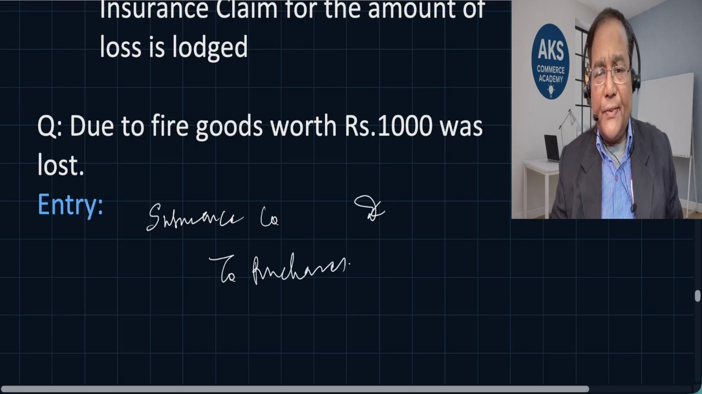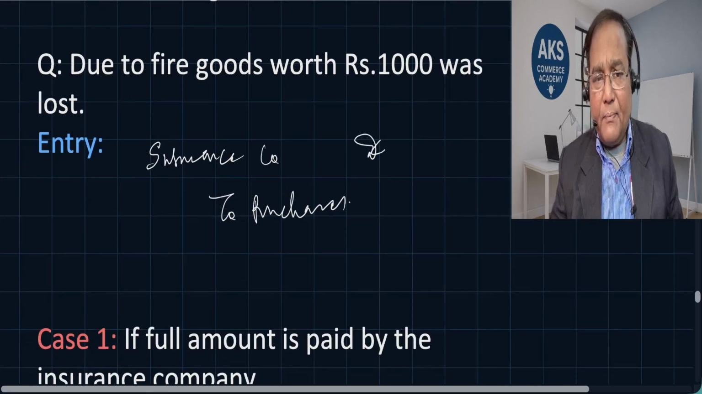I hope it is clear. So this is the insurance company we are debiting, because we have to receive this money. Let us say the whole amount is received. So 1000 rupees we are going to debit to the insurance company, and they have agreed to pay us this much amount. So insurance company debit to purchases, and this is for making it due from the insurance company.